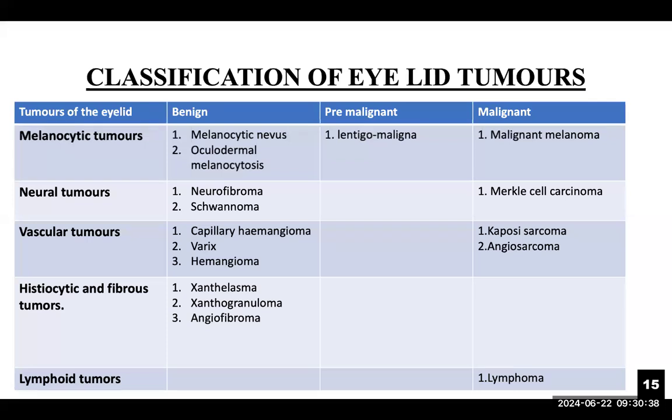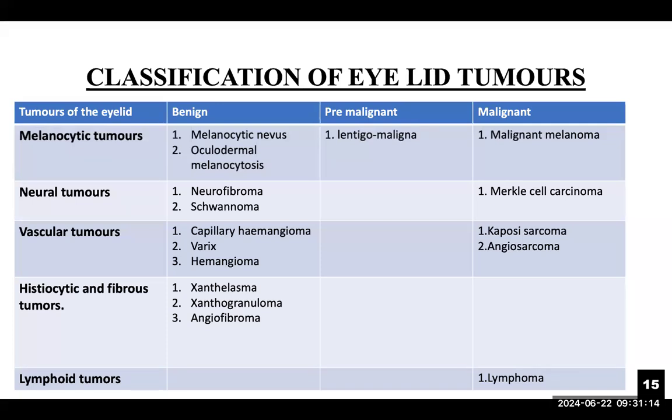And the vascular tumors are capillary hemangioma, varix, and hemangioma. Hemangiomas result from proliferation of endothelial cells that line the blood vessels. When this proliferation occurs within the capillaries, it's called the capillary hemangioma. But when it occurs in other parts of the vessels, it's called a hemangioma. A varix is an abnormal dilatation of the veins or the lymphatic vessels within the dermis. So the malignant vascular tissues are Kaposi sarcoma and angiosarcoma.